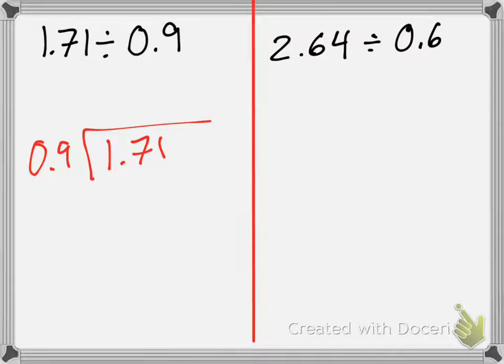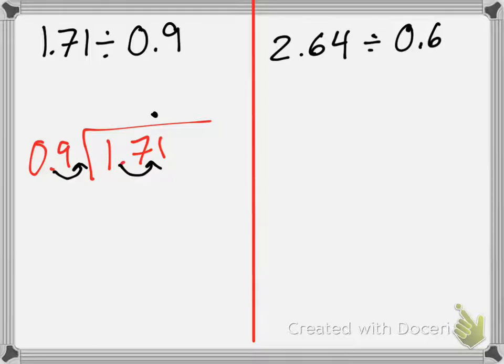And as we know, we are not allowed to have a decimal for the divisor. So I've got to move it. I'm going to move this one. Wait, am I allowed to have a decimal in my dividend? Am I allowed to have a decimal in the one inside the house? Yeah, I am. So I just carry that decimal straight up.